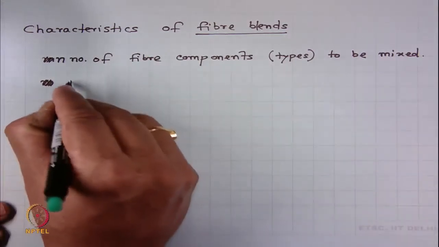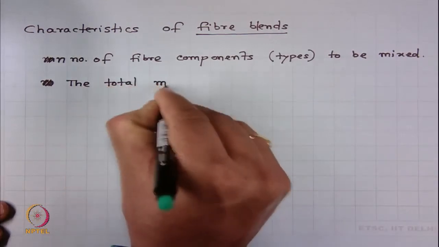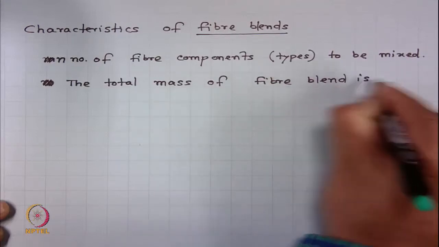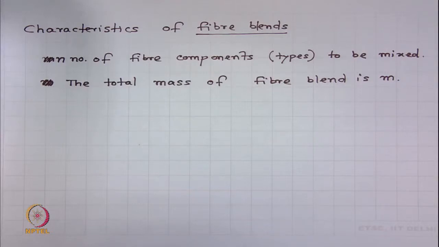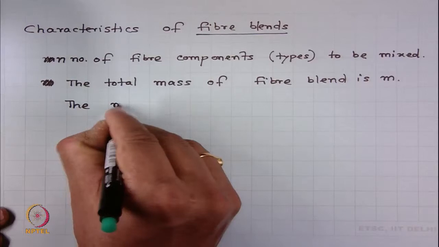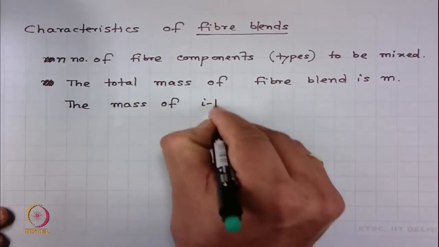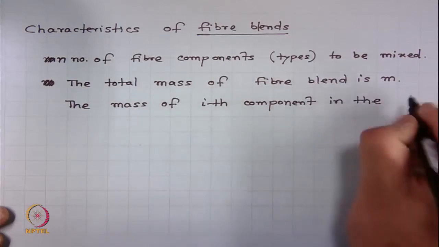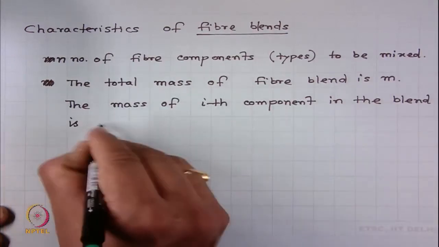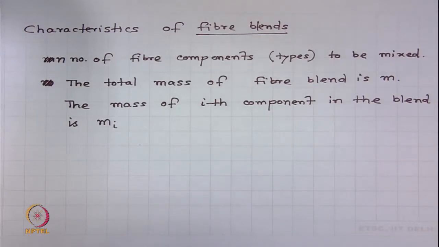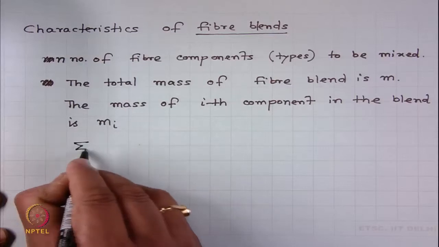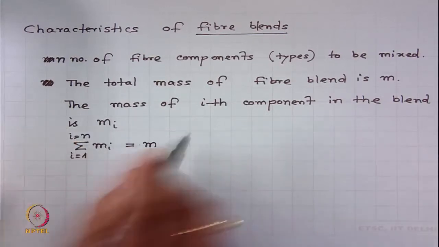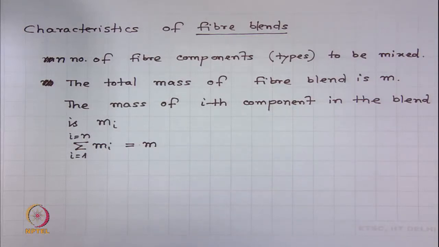Now, the total mass of fiber blend is small m. The mass of ith component in the blend is m subscript i. It is therefore evident that if we sum all these ith components, where i from 1 to n, we will obtain the total mass of the blend m. Right.